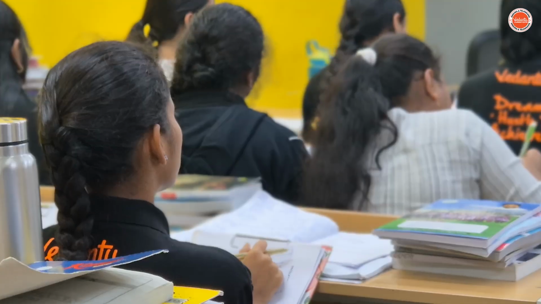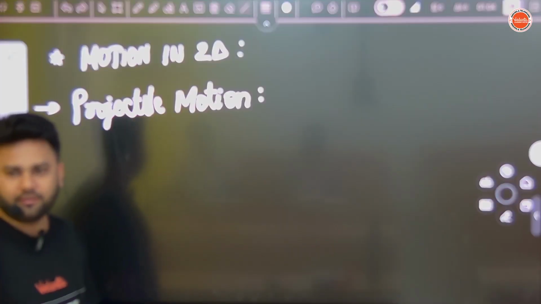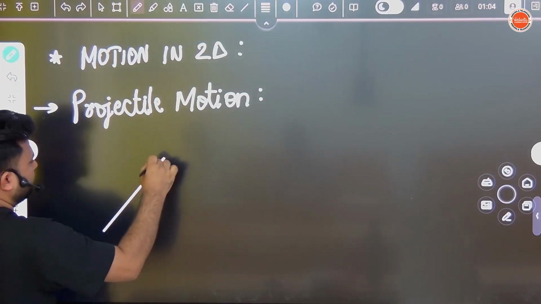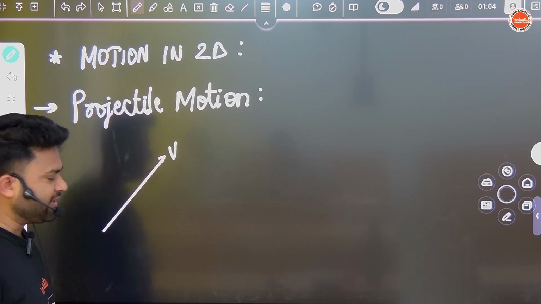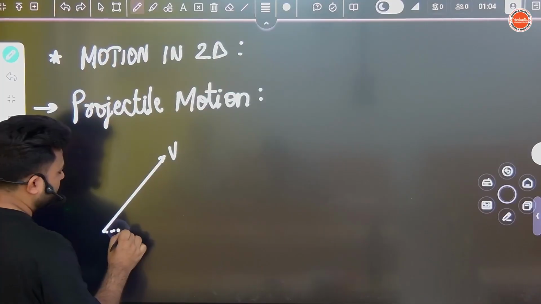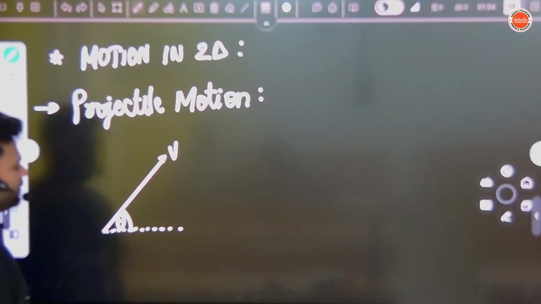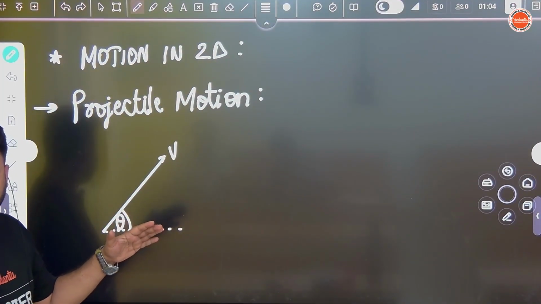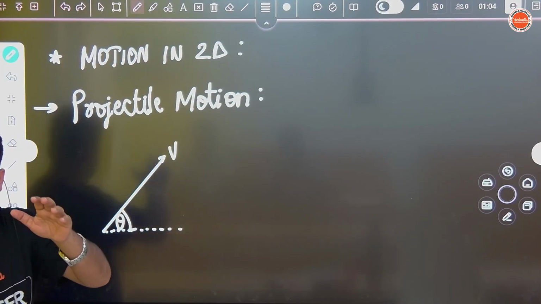One thing you should always remember before starting this chapter: I want to say a little bit of vector basics. Suppose one object is moving in this direction, making an angle theta with this horizontal. We can write its components. How to write the component? Those who don't know, see here.